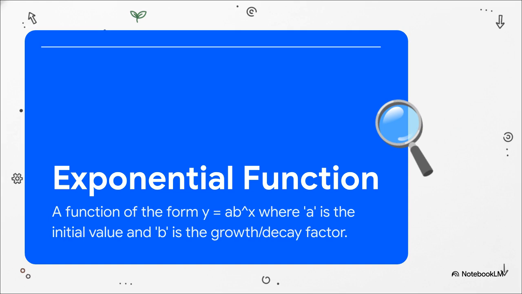A is just our starting point. That's easy enough. Think of it as the initial population of our town or the car's original price tag. But B, the base, that is the magic number. It's the multiplier that decides the entire story.